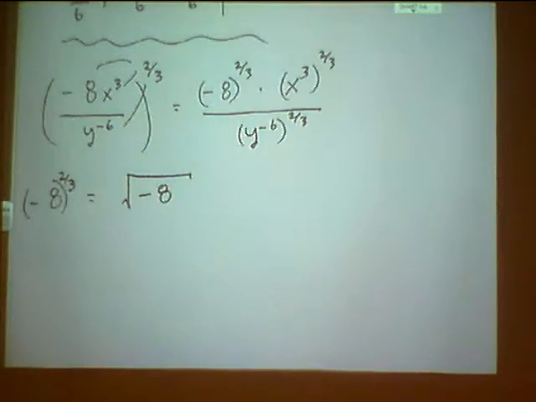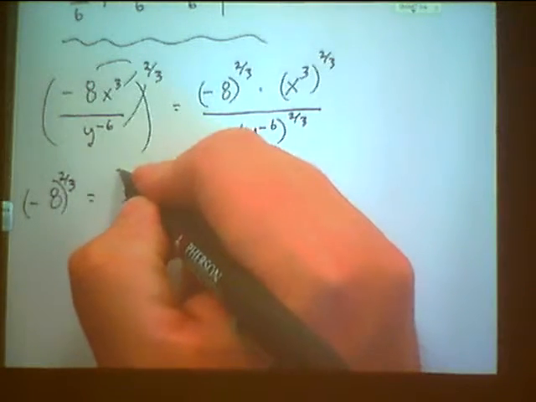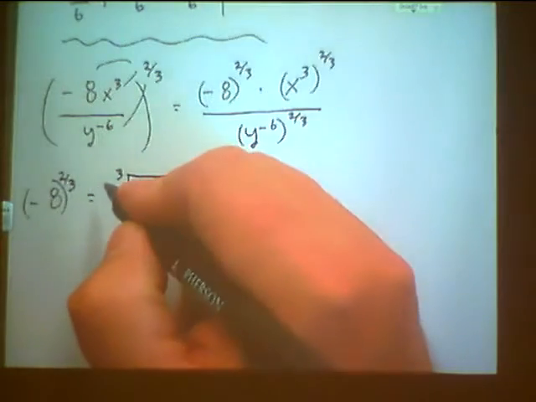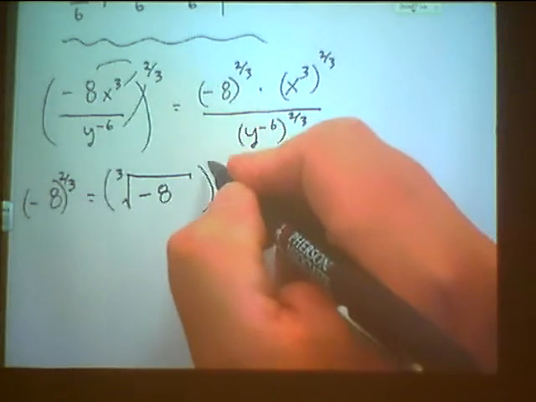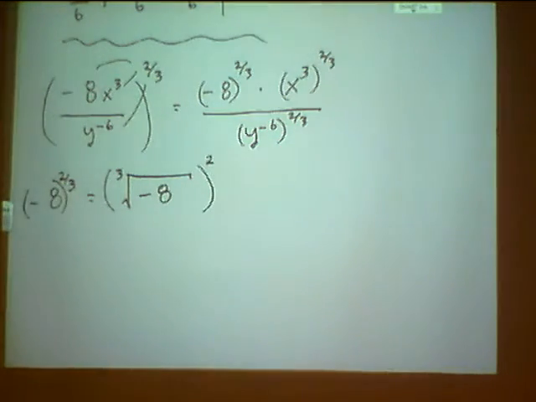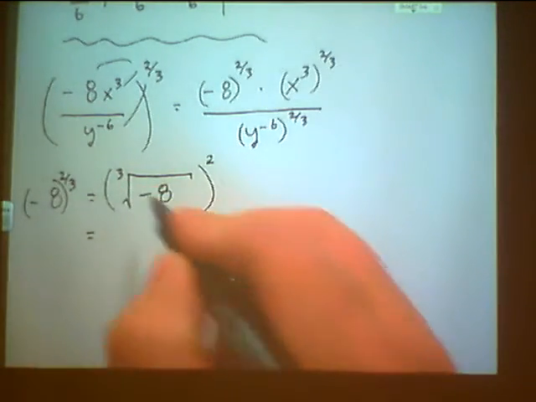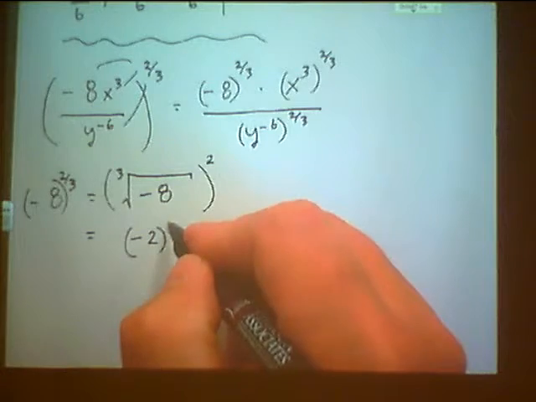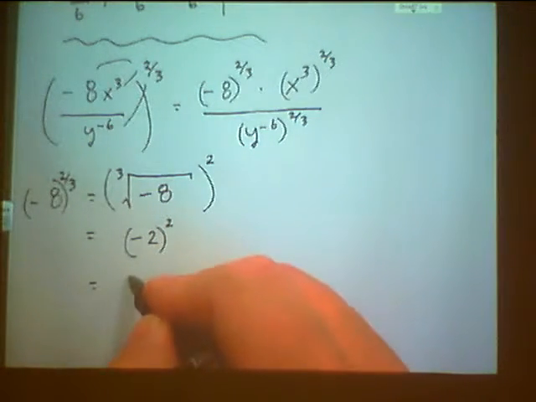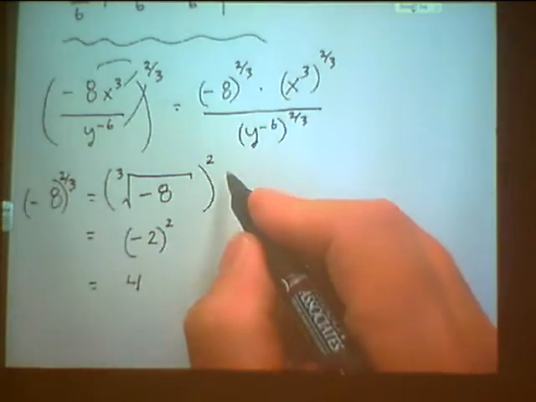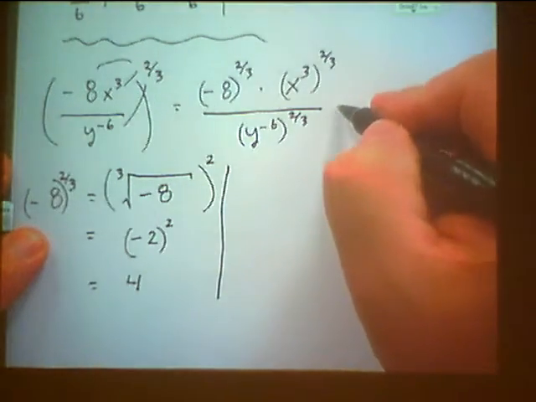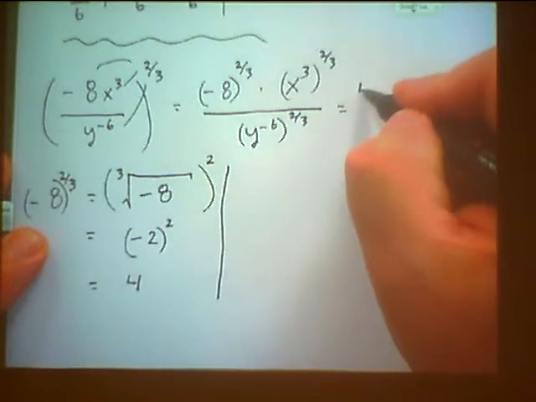I look at my exponent. 3 is in the denominator, so 3 is going to be my root. My exponent's 2. I always like to do root first, so I always put the numerator exponent way on the outside. So this says the cube root of minus 8 is just minus 2, and now we square it, so it turns out it's 4. So negative 8 to the 2/3 is 4.